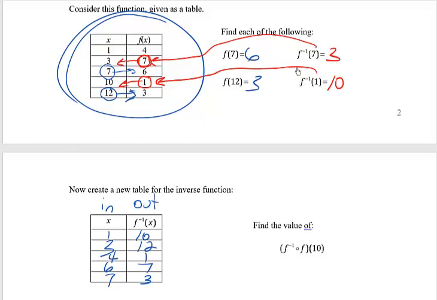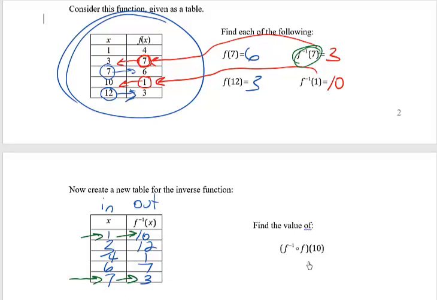Obviously, these two examples now become very, very easy if you use the inverse function table. Because, for example, to find f inverse of 7, I would just look up 7 in the inverse function table, and it's matched with 3. Similarly, to find 1 here, 1 is matched with 10. So when you're going through the homework, you can decide if you want to just think it through using the original table, or if you want to take a second and actually create a table for the inverse function.